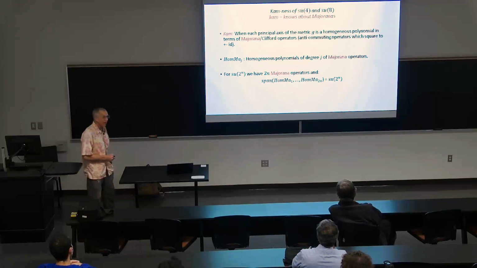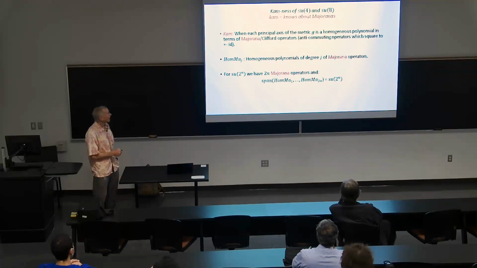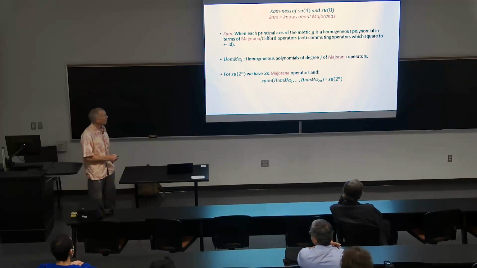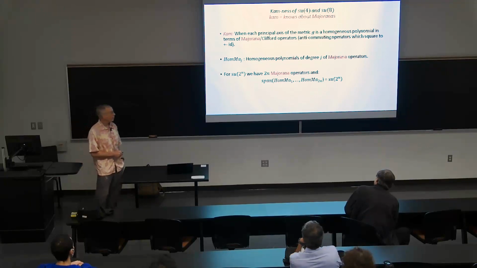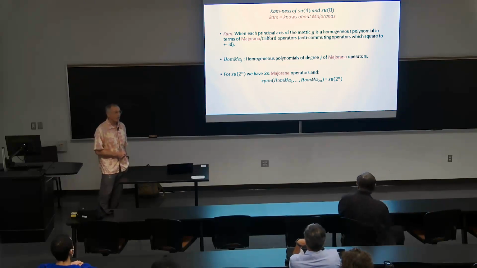So I mentioned Majorana physics. We also found a few examples where it wasn't CAC, but it was CAM. It knew about Majoranas. And this is a very analogous thing. It means each principal axis represents some homogeneous polynomial of a certain homogeneous degree in the Majorana generators. So the homogeneous polynomials in the Majoranas are just another basis for generating the full Lie algebra.